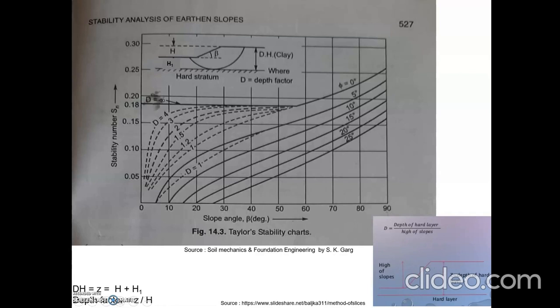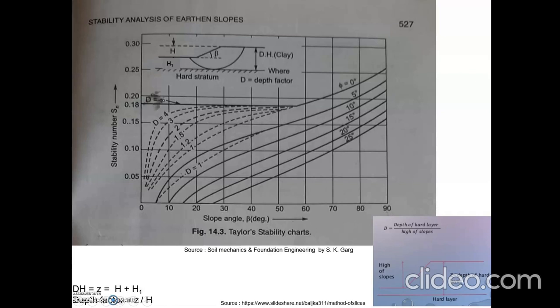The same can be seen in this diagram. This is the top of the embankment and this is the hard layer, and the distance between the top of the embankment and the hard layer is taken as z, which is the depth of the hard layer from the top of the embankment. And this is the height of the slope h. And the distance between the ground surface and the hard stratum is h1. So z is equal to h plus h1.